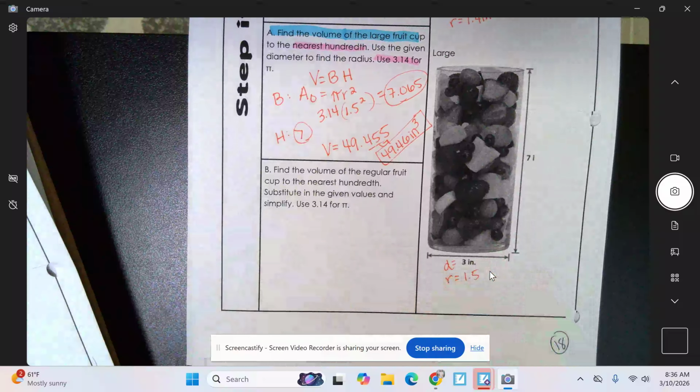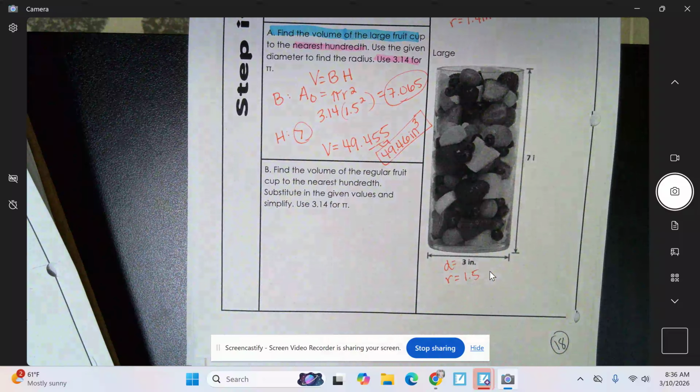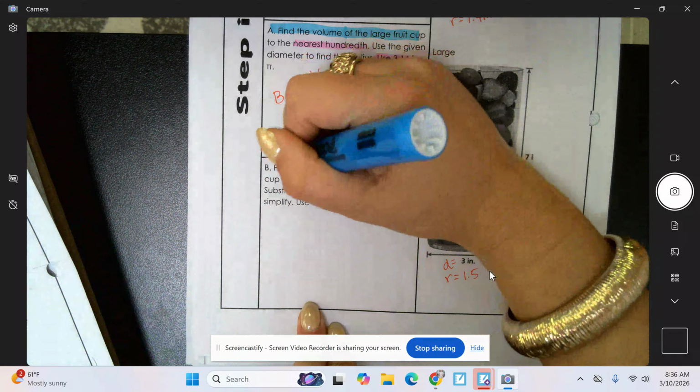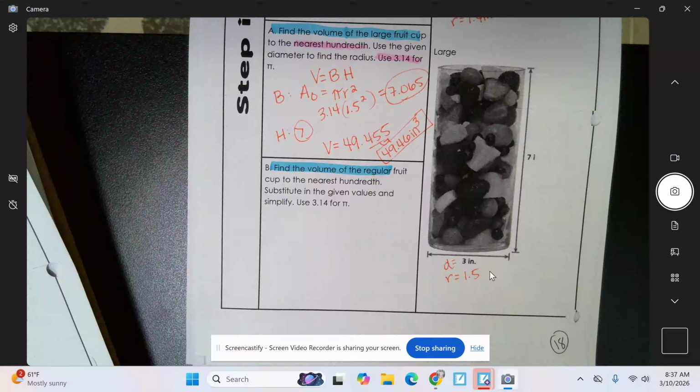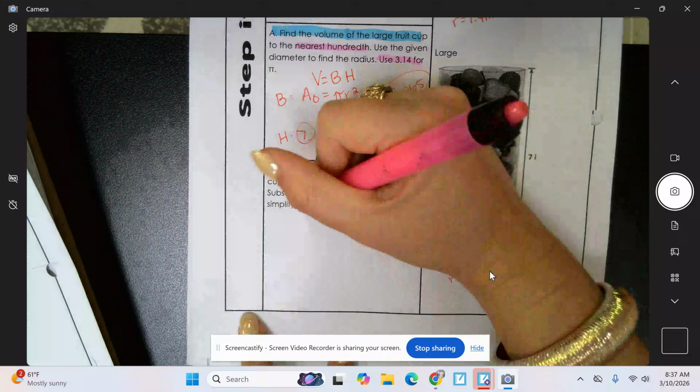Alright. Part B, find the volume of the regular fruit cup to the nearest hundredth. Substitute the given values and simplify. Use 3.14 for pi. What is it looking for? The volume. Find the volume of the regular fruit cup. Any special instructions? Use 3.14 and nearest hundredth.